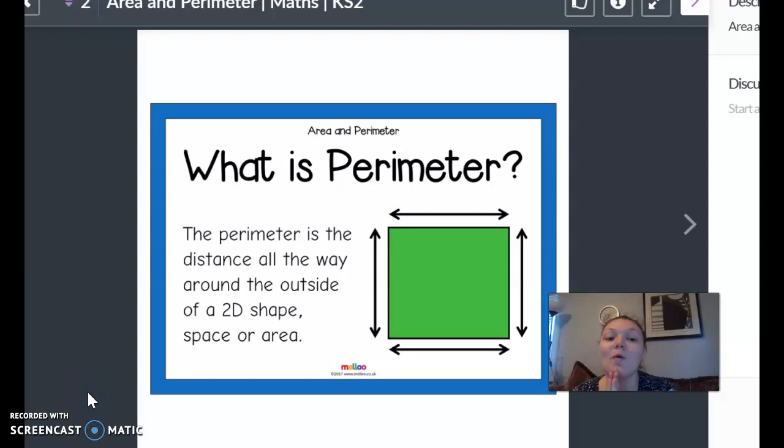So, starting, what is perimeter? Perimeter is the distance all the way around the outside of a 2D shape, space, or area. So a 2D shape is flat. So a square on the screen is flat. But my water bottle is 3D because you can touch it. Okay, so you know what 2D and 3D is, but let's just pretend.